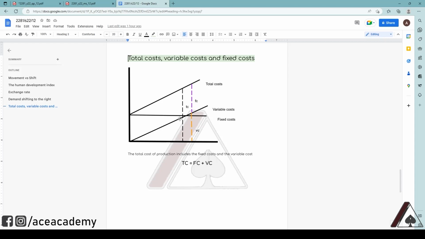So if this is the entirety of the total cost and this is the fixed cost, the remaining part would be your variable cost, right? This part would be the amount that's your variable cost. This is the basic understanding of the diagram that is included in your syllabus.